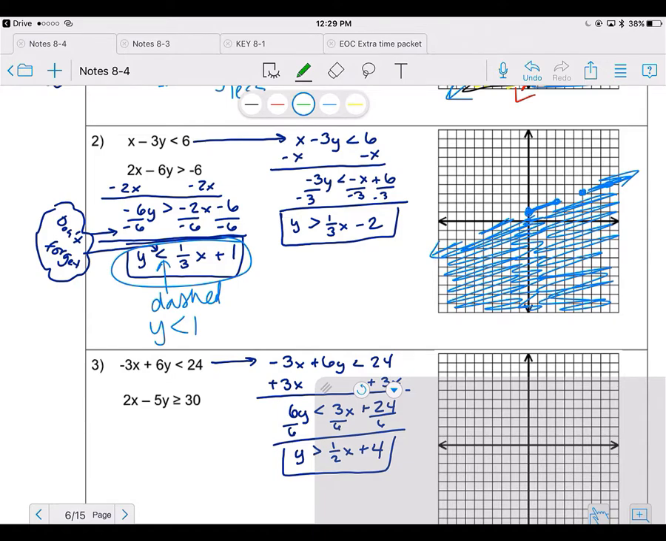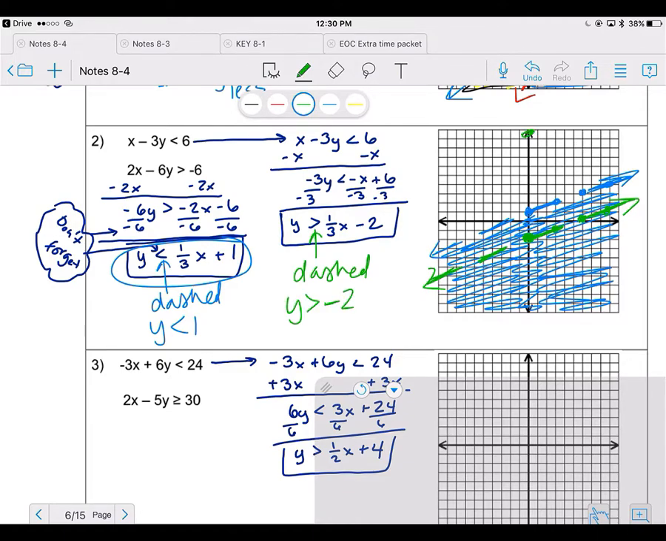For my second equation, I'm going to start at -2. My slope is still 1/3, so up 1, right 3, up 1, right 3. This is also a dashed line because neither of these have lines under the inequalities. And y is greater than -2.